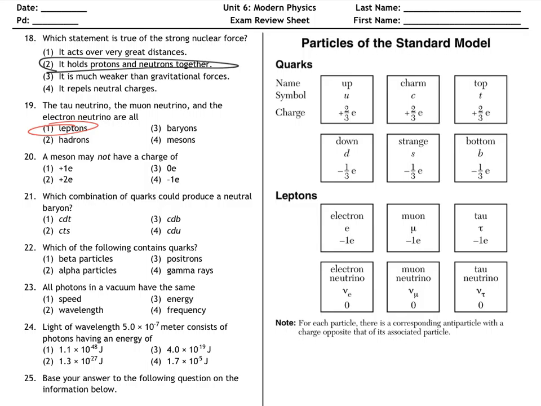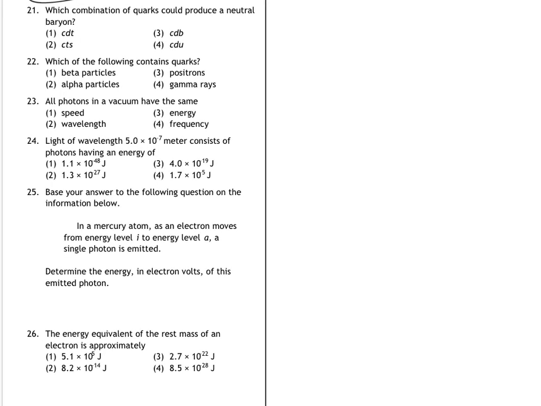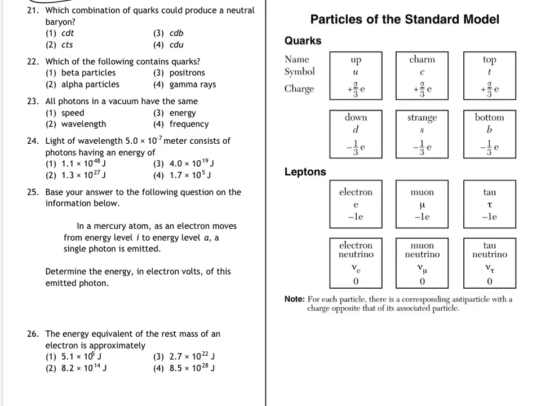Now, mesons and baryons will actually both have the same set of 3 allowed charges, and the 3 allowed charges for mesons and baryons are 0, -1, and +1 e. The one that's not allowed of these 3 is choice 2, which I guess I should just say is our answer. And 21, which combination of quarks could produce a neutral baryon? We want this to be 0, so you should really just be thinking, you need 1 from the top row and 2 from the bottom row.